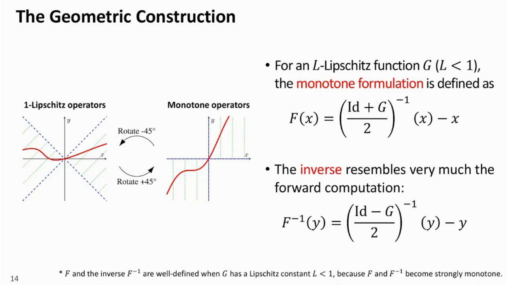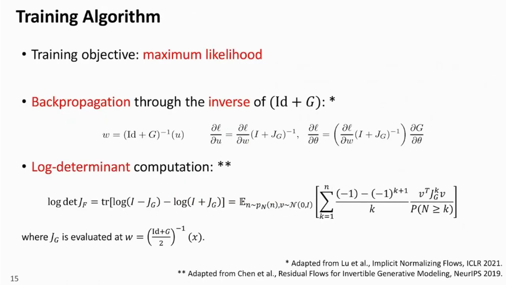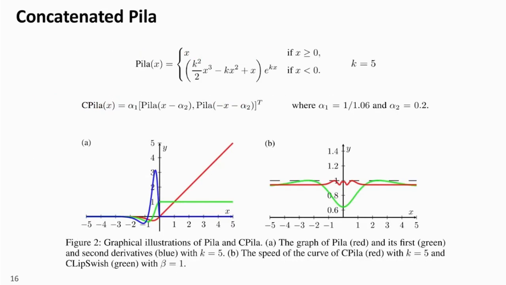For training, we use the usual maximum likelihood objective. Backpropagation through the inverse function follows the previous work. The log determinant adopts a slightly different form, but it is still amenable to Taylor expansion and stochastic approximation as in the previous work. We also propose a new activation function, Concatenated Pila, to improve the gradient flow.